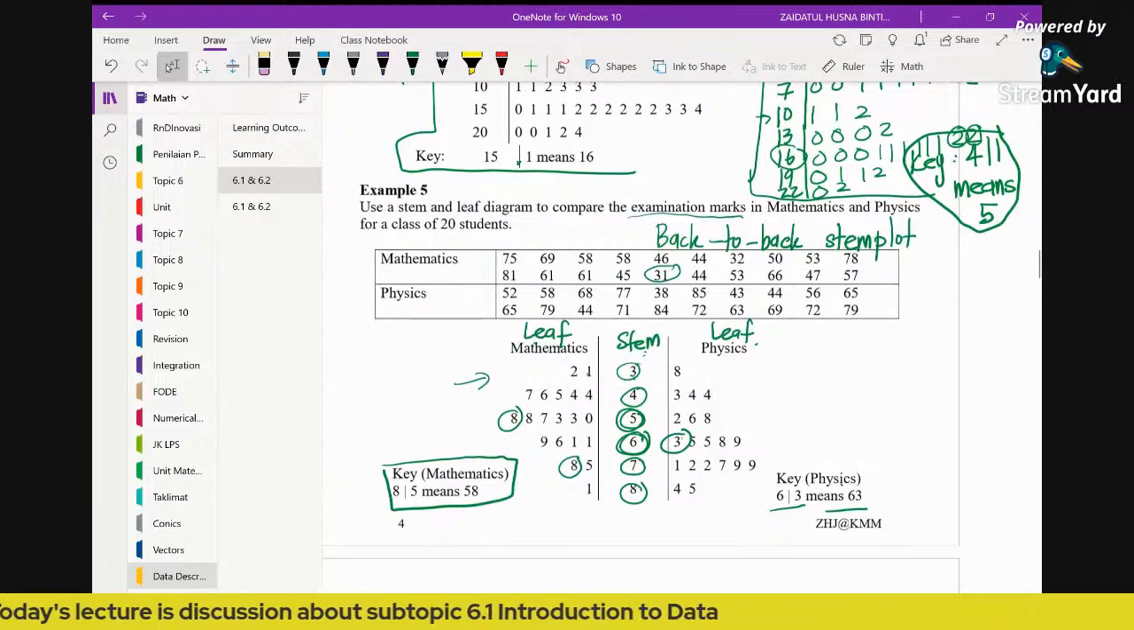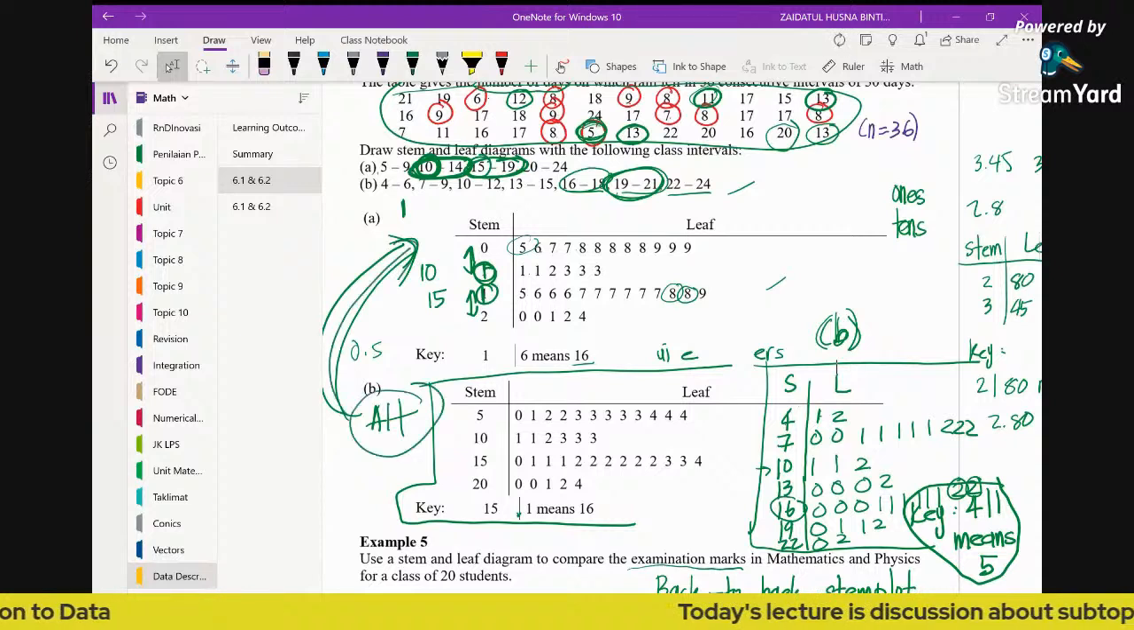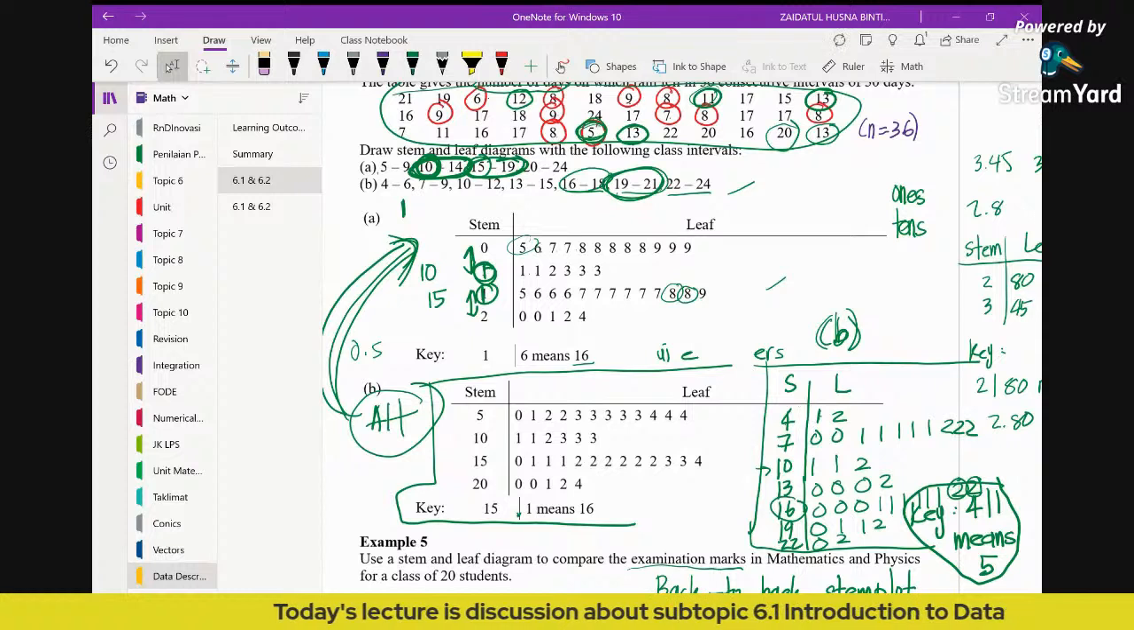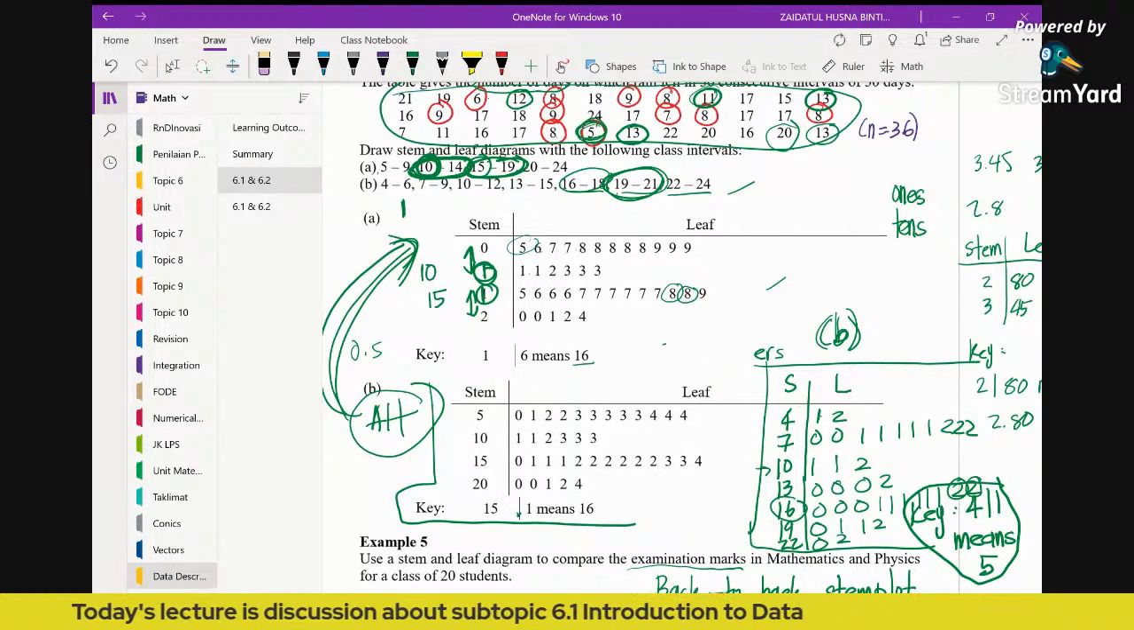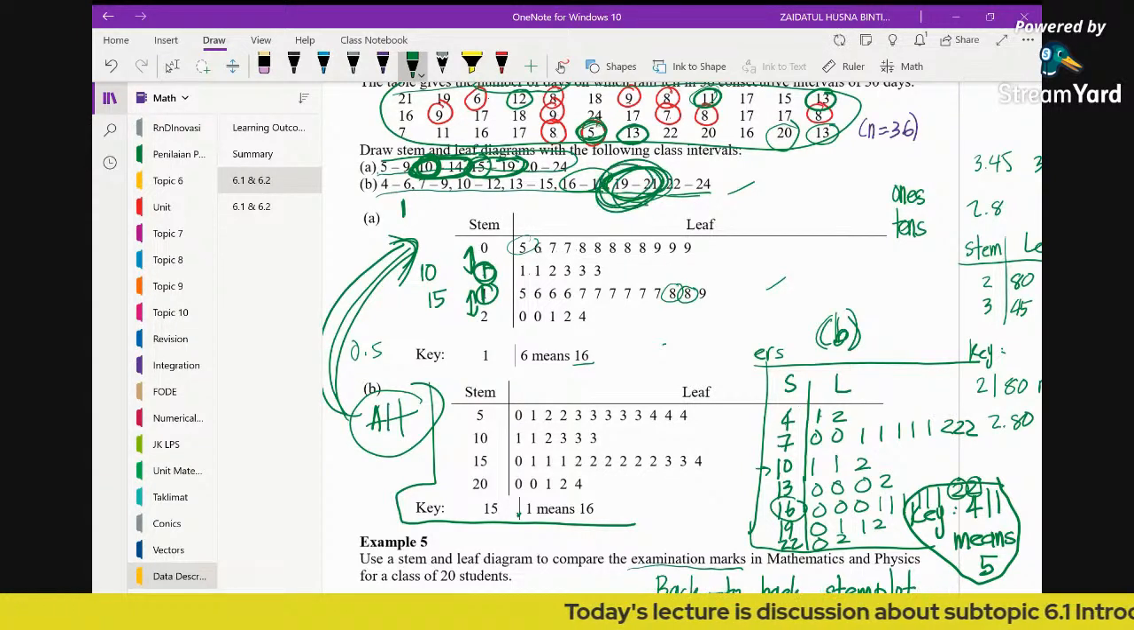Okay, so again, I would say this is the answer. Okay, this is just an alternative of the A part. So we do have two different ways to draw a stem and leaf plot now for the A part, while for the B part we have only one, because again the problem will be in this interval 19 to 21.